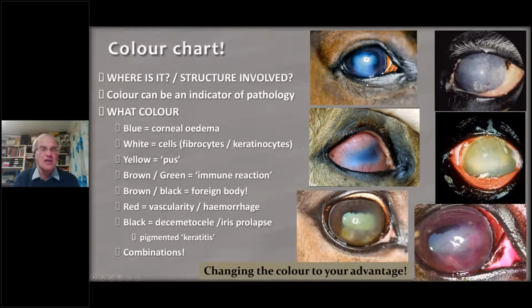But here you see some good color charts. Okay, so where is it? What structure is involved? Here's white on the cornea. That's corneal scarring. Of course, there's a change in the reflection of the flash. Here you see white. This is cellular infiltration.